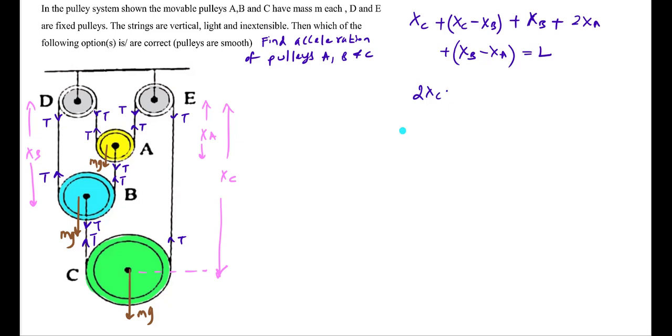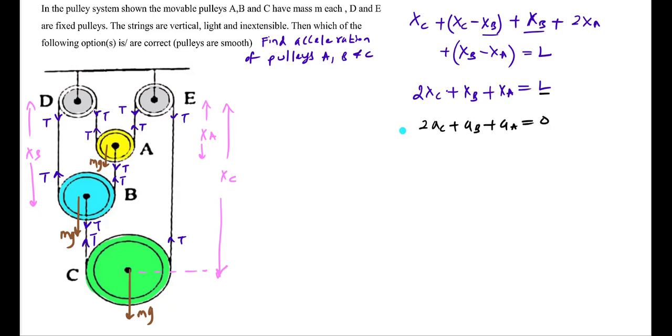2xc. This xb gets cancelled, so we'll end up with xb plus xa equal to L. Make the observation: xc plus xa will be 2xc, minus xb plus xb will cancel out, minus xa plus 2xa will be xa. Differentiating this, we'll get the accelerations: 2ac plus ab plus aa equal to 0.